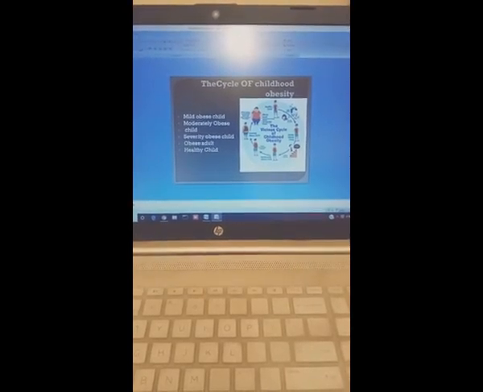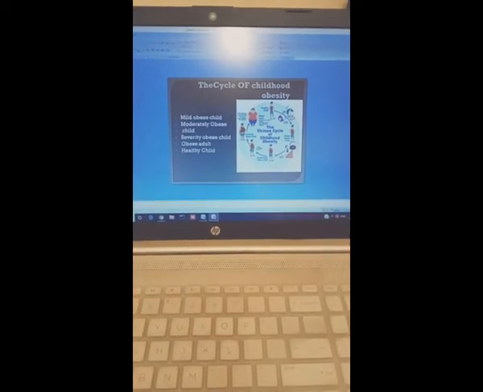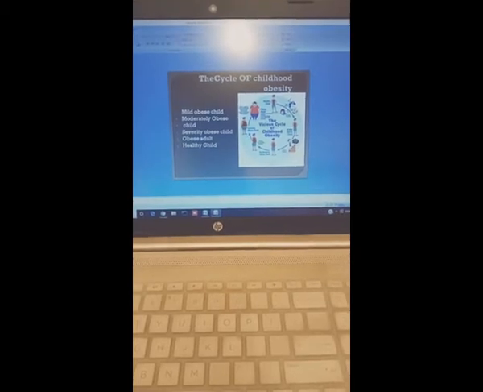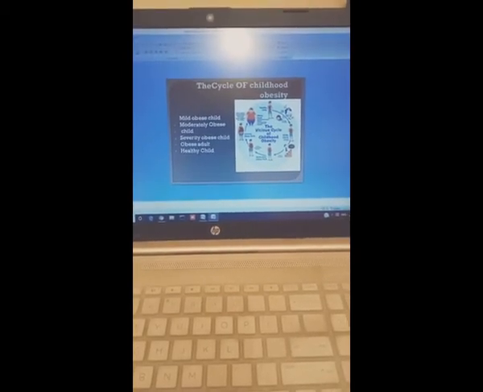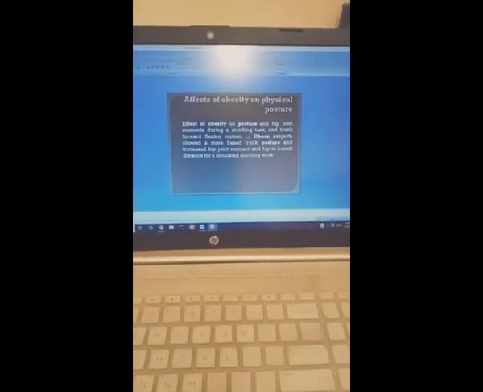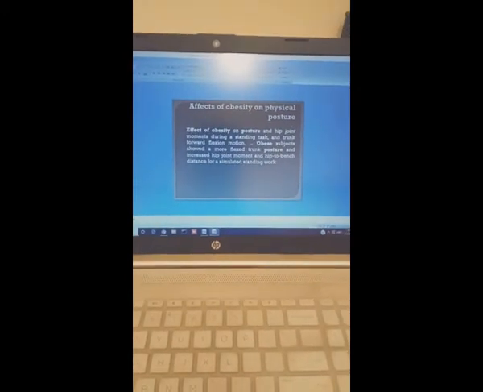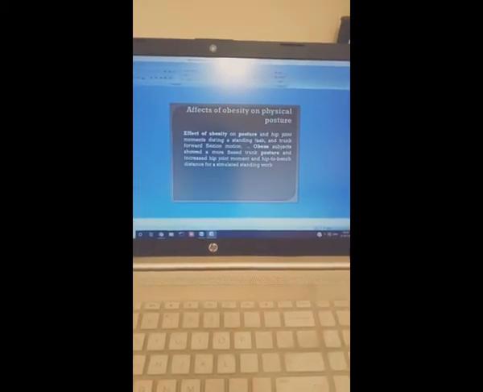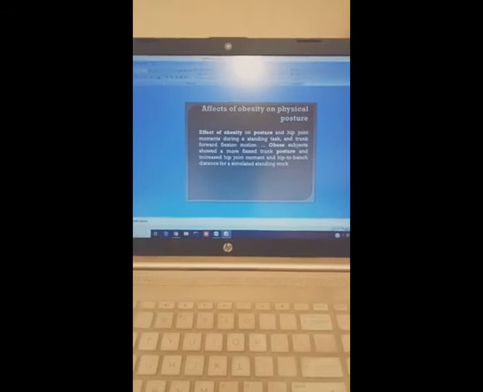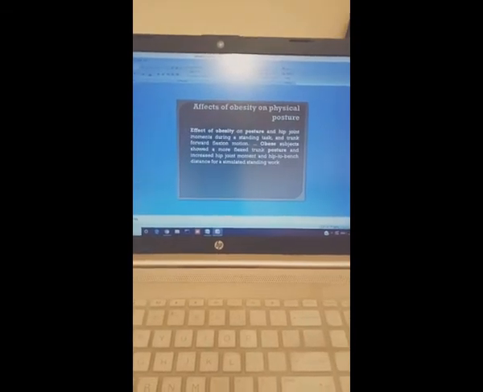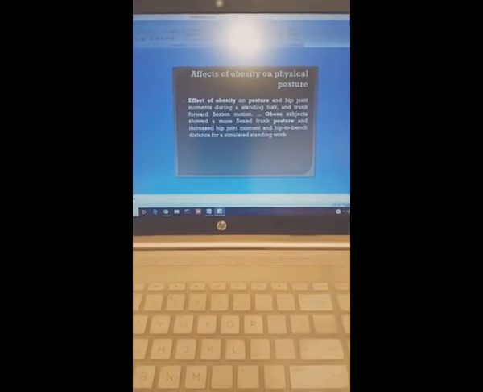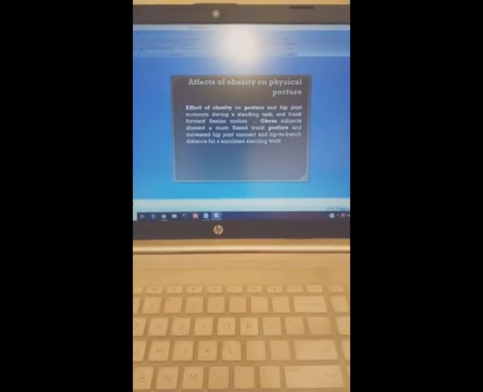It all depends upon the habits and how their parents teach them to be in a good posture. So these are the cycles of obesity. Next I'm going to describe the effects of obesity on physical postures, on every human being. There are too many effects of obesity on our body posture when fat accumulates, and it creates many problems, like with hip joint movement during a standing task.